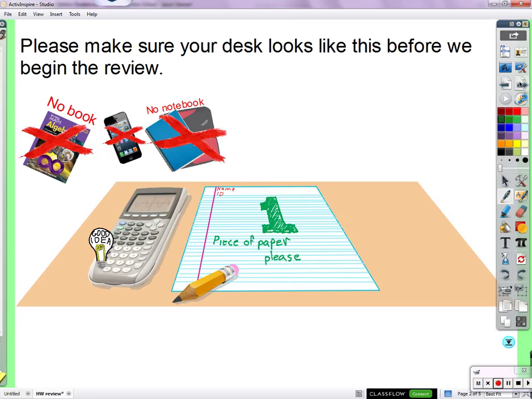Make sure nothing's on your desk except for maybe a calculator. That's a pretty good idea today. A piece of paper, pencil, nothing else. You need a calculator, not a phone. If you only had a way to lock down your phones, it could be just calculators.